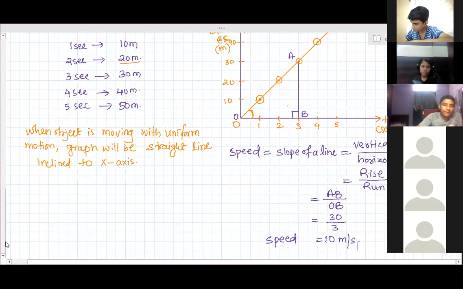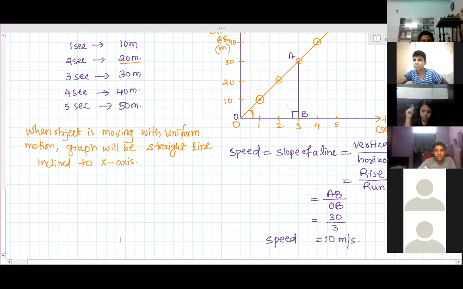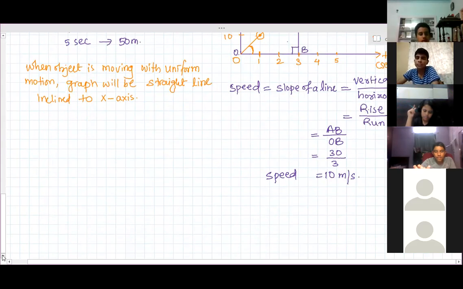From any point on the graph, we can draw the perpendicular. That vertical height we have to measure, and the horizontal distance from the graph we have to measure, and that ratio will give you the value of speed. Is that clear how to find out speed from a uniform motion graph? Yes, ma'am. The next is the distance-time graph for non-uniform motion.